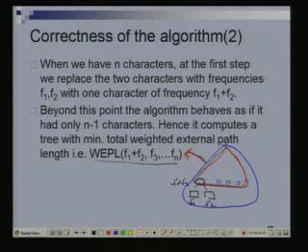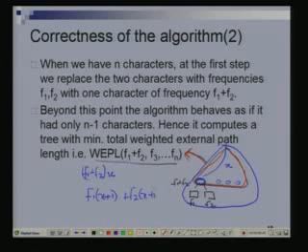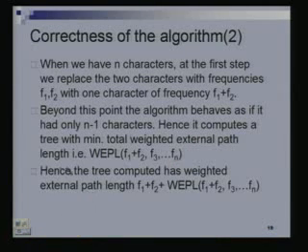Right? In this quantity, we have multiplied the number f1 plus f2 by its path length. Suppose its path length is x, then inside this sum we have counted f1 plus f2 times x, whereas for the whole tree we need to count f1 times x plus 1 plus f2 times x plus 1. So how much is this different from this? By f1 plus f2. Great. So the tree computed by this algorithm has weighted external path length f1 plus f2 plus this quantity.